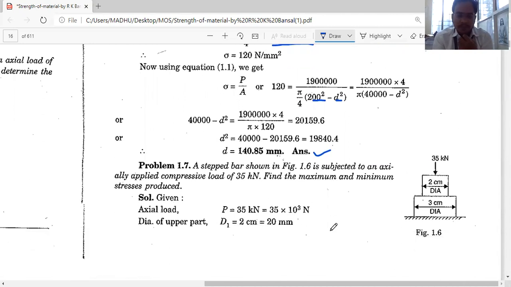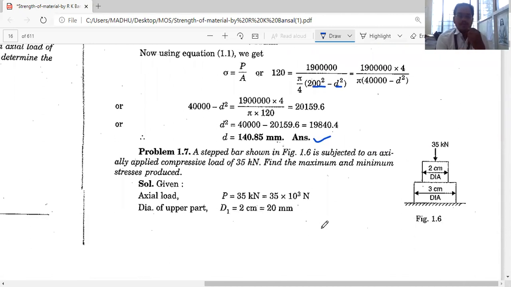Next problem. A stepped bar shown in figure 1.6 is subjected to an axially applied compressive load of 35 kilonewton. Find the maximum and minimum stresses produced.